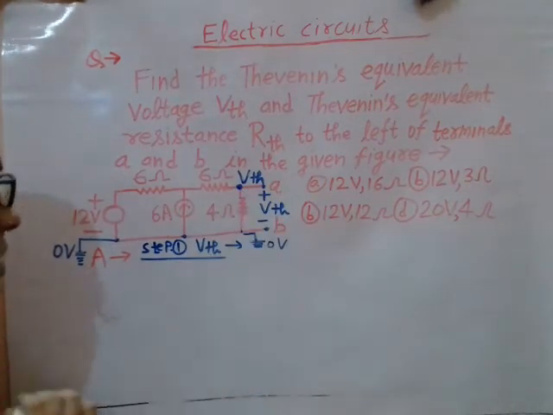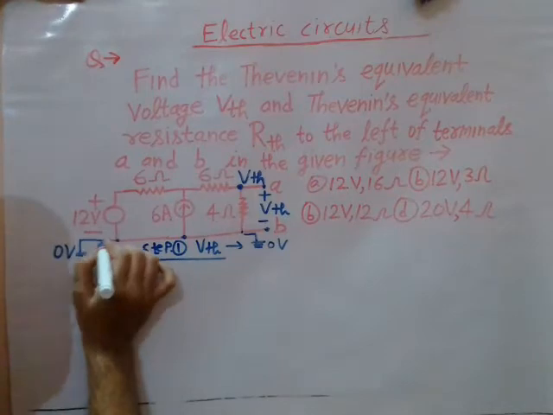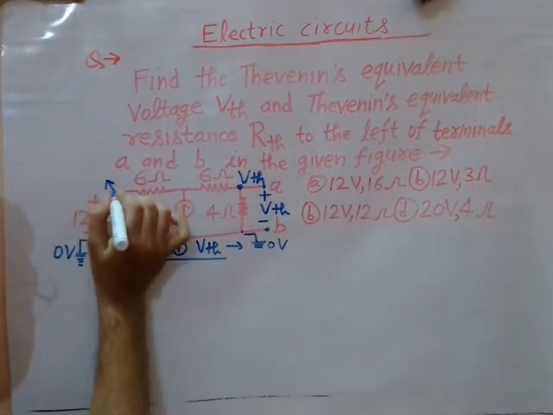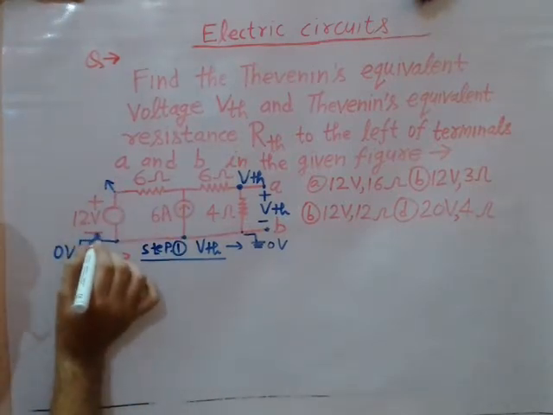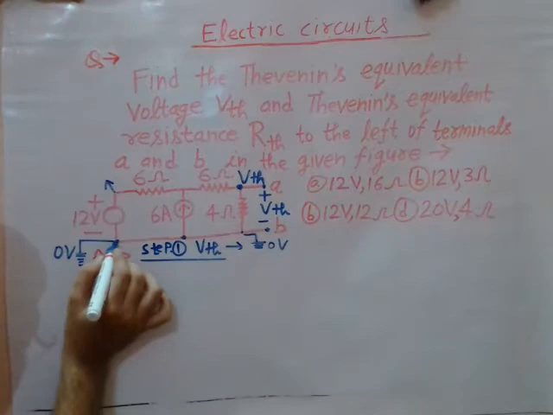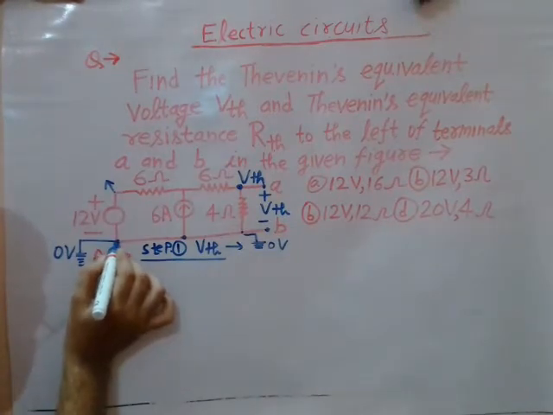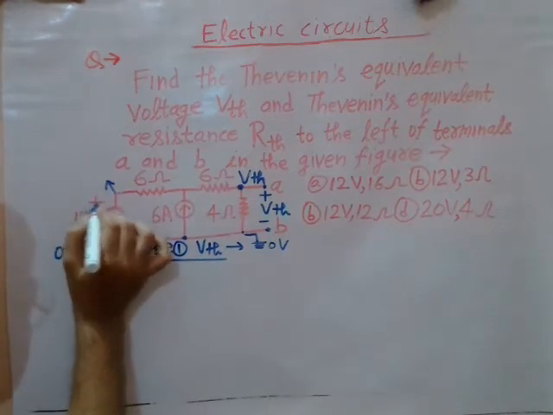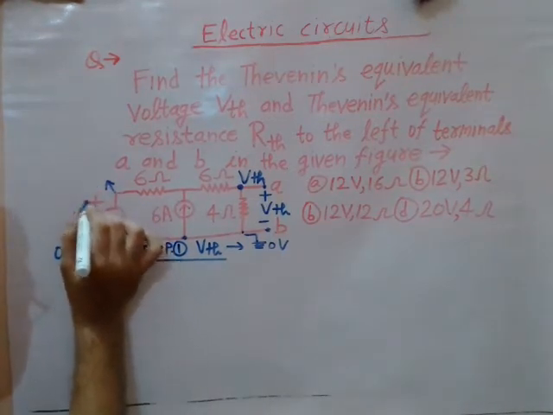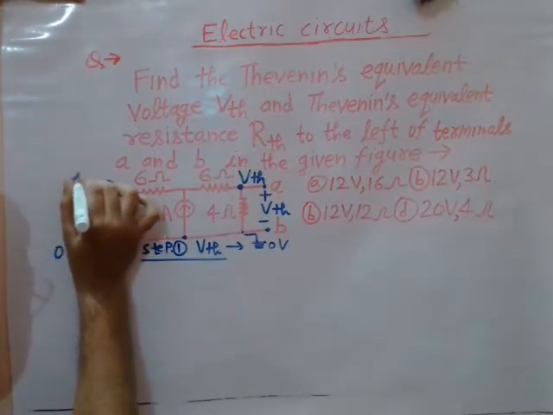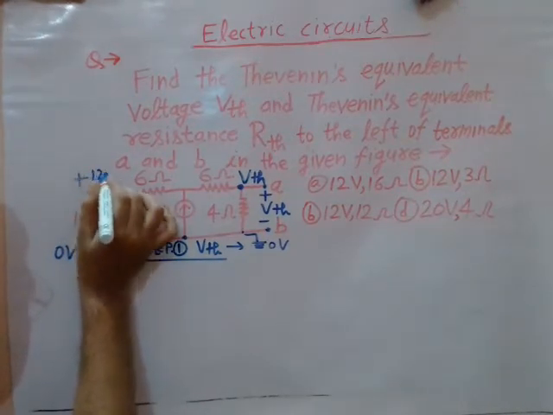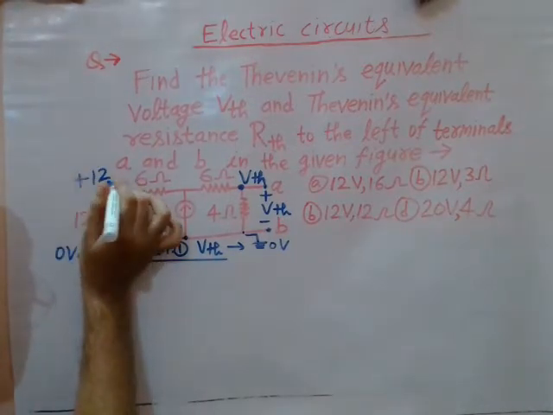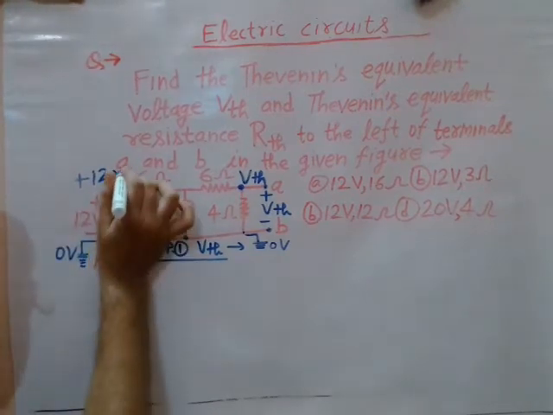Potential of this node is VTH. Now if this is a ground potential of 0 volt, then what is the potential of this node? This is definitely 12 volt higher. With respect to this node, the potential of this node is 12 volt higher. It is indicated by this plus sign. Plus indicates that this is higher, so here you will write plus 12 volt. So the potential of this node is 12 volt.